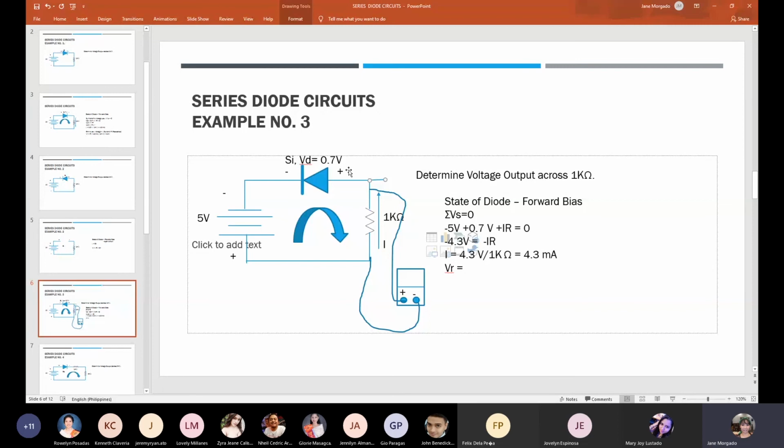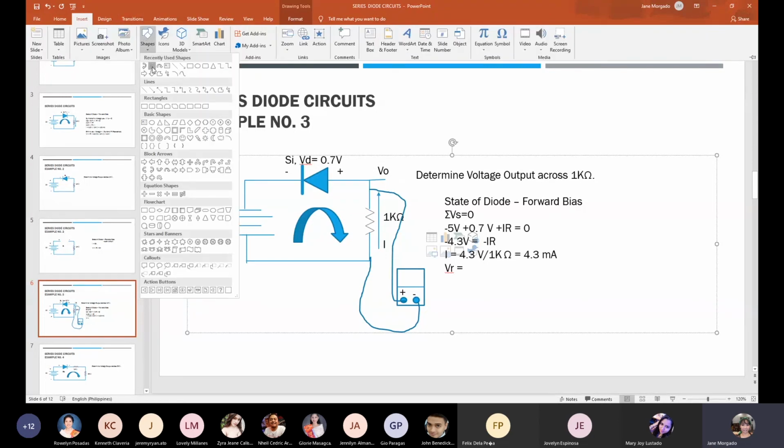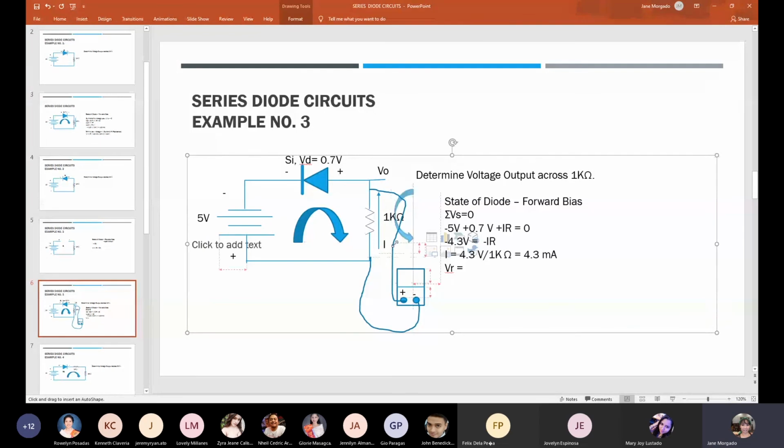Okay. So, bakit siya magiging negative? Paano siya magiging negative? Mag-loop tayo dito. Second loop, bakit siya negative? Tama yun, no? Negative 4.3 volts. Pero bakit siya magiging negative? So, considering loop 2, okay?